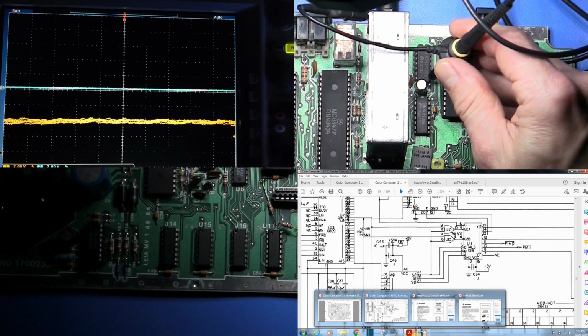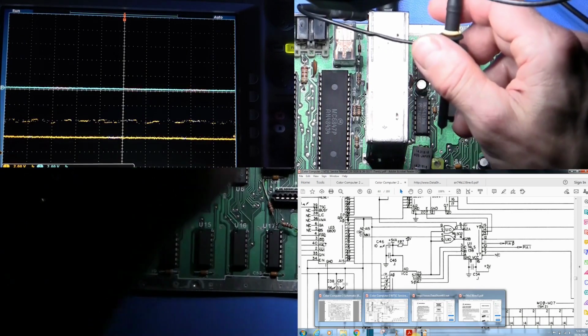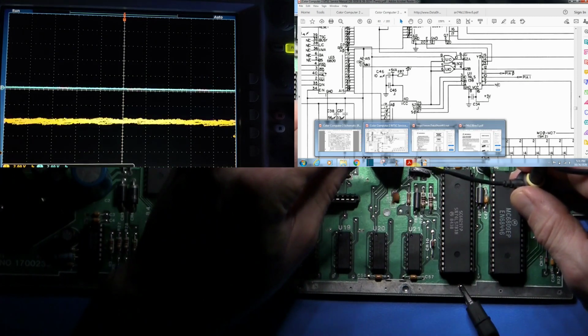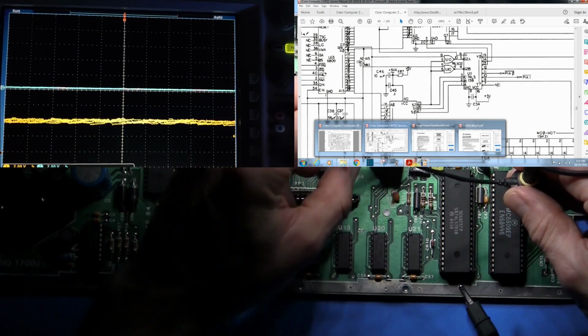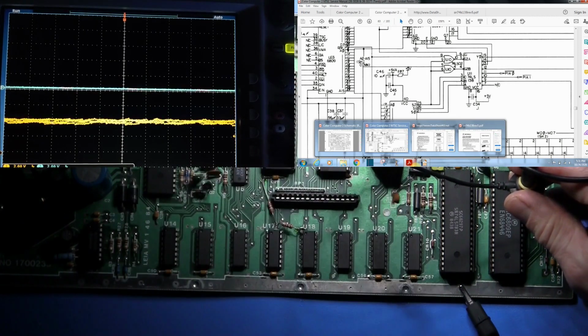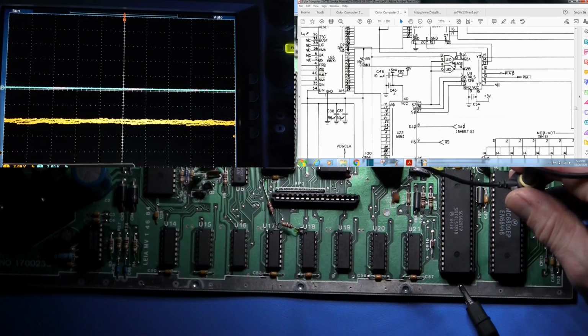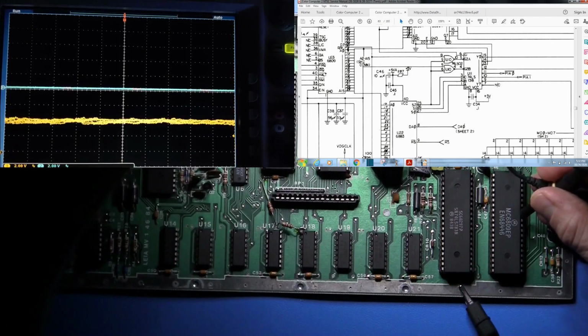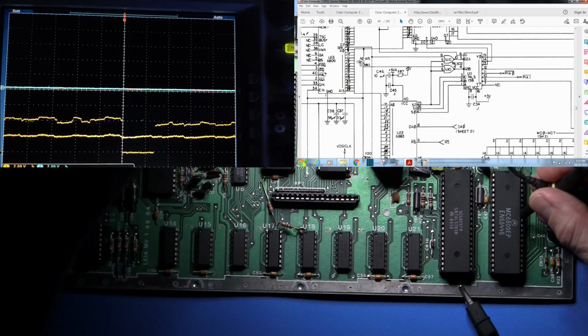Now earlier we saw the read write toggling. Let's go back to that. So we looked at the processor, pin 32. Okay, now it's not toggling. I'm pretty sure that when I looked at that earlier, I thought we saw activity on read write. That's a little bit curious. 32 is always high. Let's cycle power off and back on.